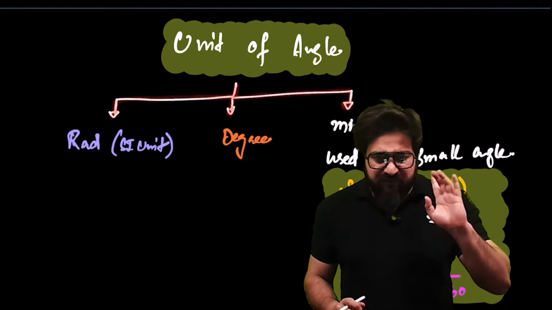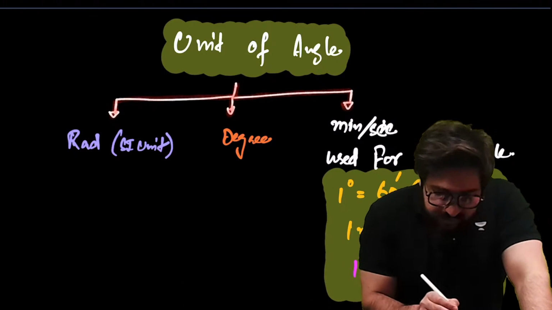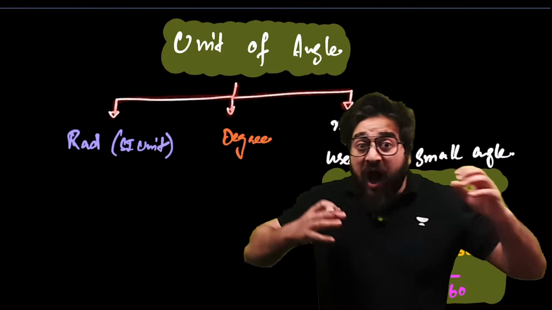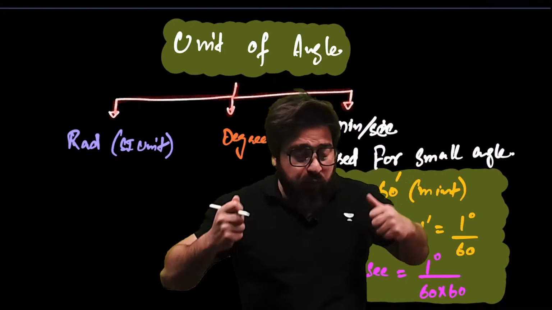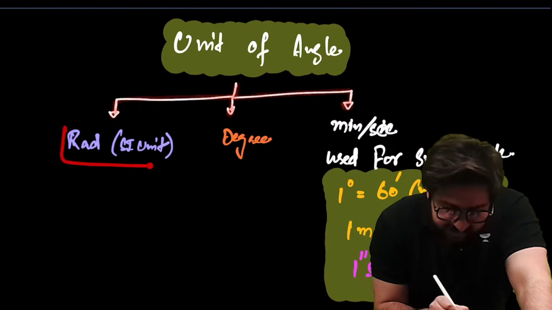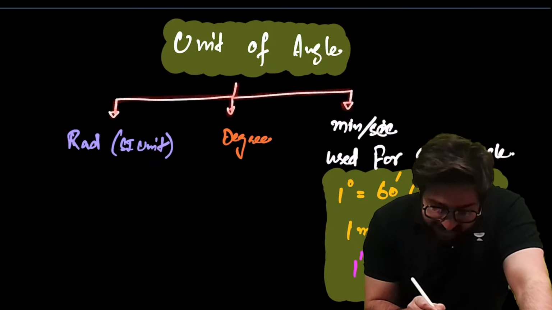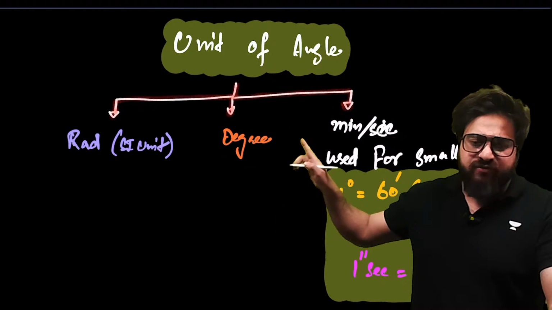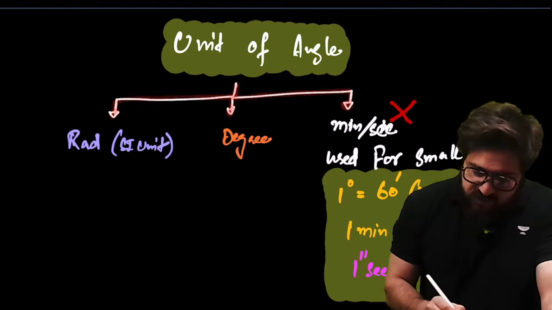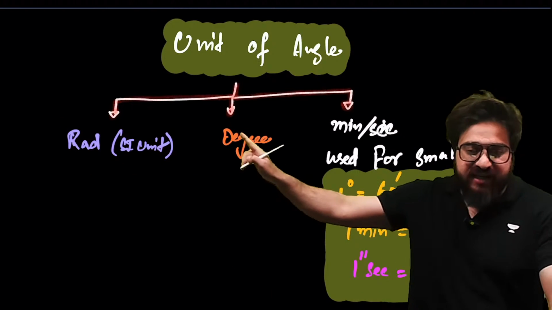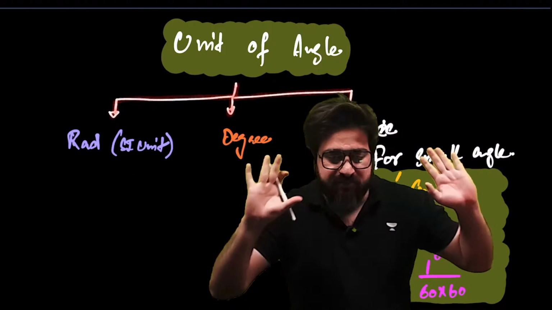Okay. Now listen to me very carefully. Let's talk about the unit of angle, how much angle you have. We calculate the angle in radians. We also calculate the angle in degrees, minutes and seconds. We don't have to go over there, leave this one. Let's focus on these two because we have to deal with these two maximum time.